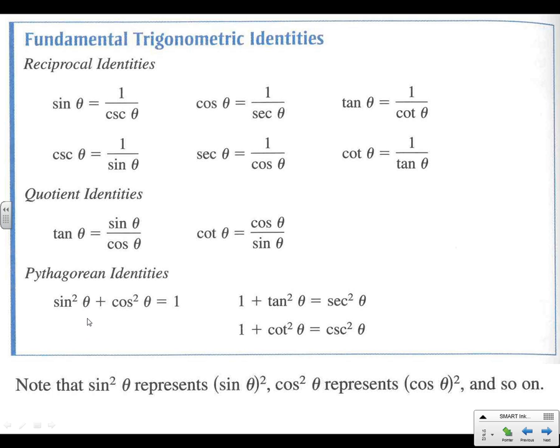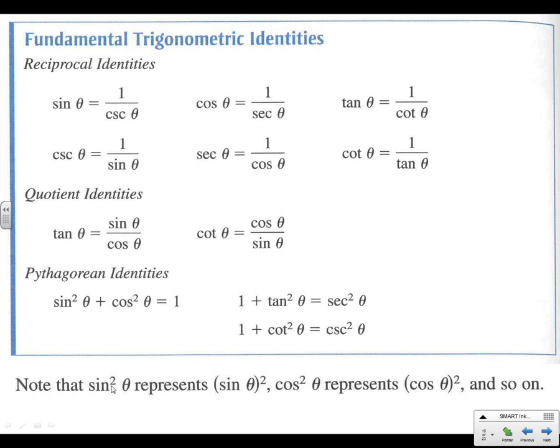And then we have our Pythagorean identities here. Remember, x squared plus y squared equals r squared, the hypotenuse squared. In our unit circle, r is 1. The hypotenuse is 1. So the sine squared, y, plus the cosine squared, x, will add up to the hypotenuse squared, or 1. Okay? And then these formulas here come from substituting into these. So 1 plus tangent squared is secant squared, and 1 plus cotangent squared is cosecant squared. And so we'll use those in the future.